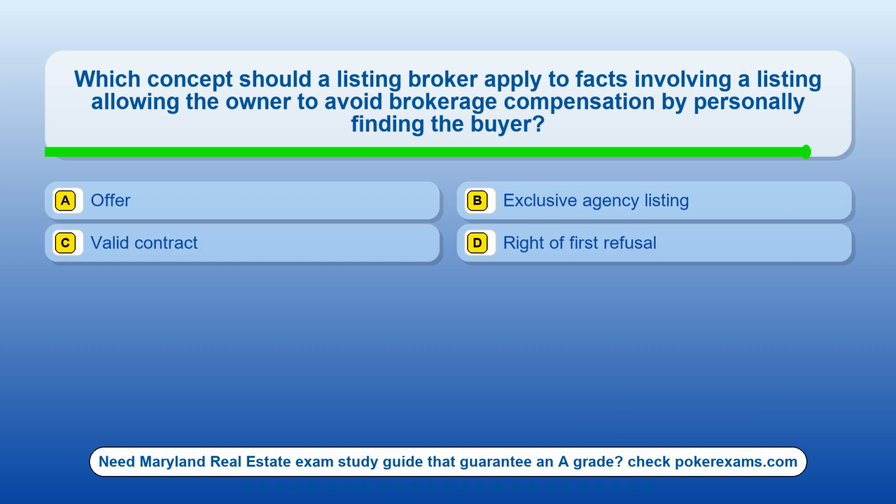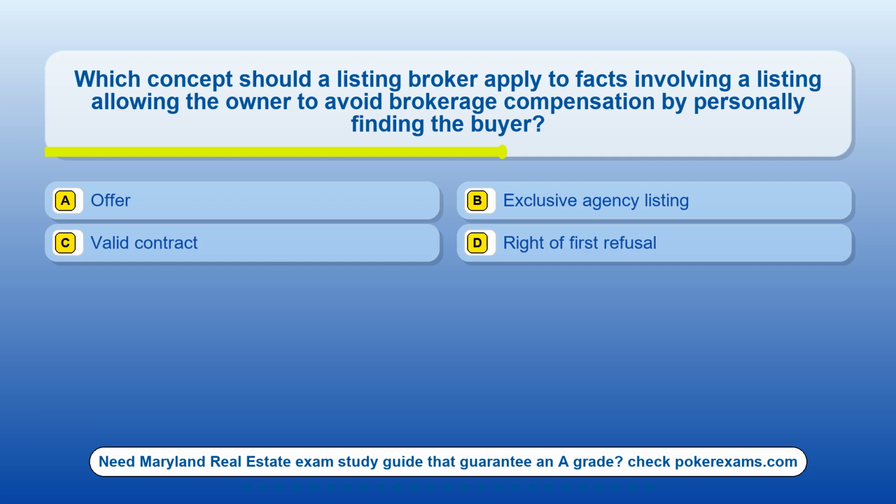Question 7. Which concept should a listing broker apply to facts involving a listing allowing the owner to avoid brokerage compensation by personally finding the buyer? Option A, offer. Option B, exclusive agency listing. Option C, valid contract. Option D, right of first refusal.